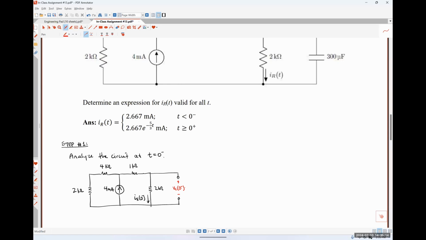Okay. So our ultimate goal here is to figure out what IR at 0 minus is and what VC at 0 minus is. Does anybody have any thoughts? Mesh analysis? So we definitely could do mesh analysis to find IR at 0 minus.